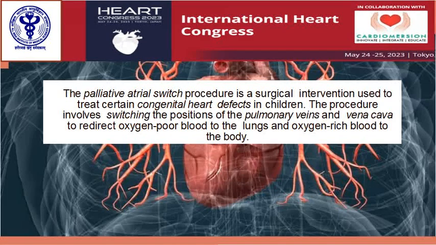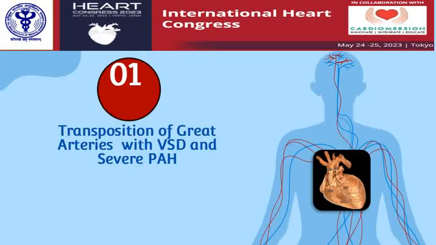The palliative atrial switch procedure is a surgical intervention used to treat certain congenital heart defects in children. Usually, it is a transposition of great arteries with the presence of a ventricular septal defect and severe obstructive pulmonary arterial hypertension. The procedure involves switching the position of the pulmonary veins and the vena cava to redirect the deoxygenated blood flow to the lungs and oxygen-rich blood to the body. So, the transposition of great arteries with VSD and severe pulmonary artery hypertension.